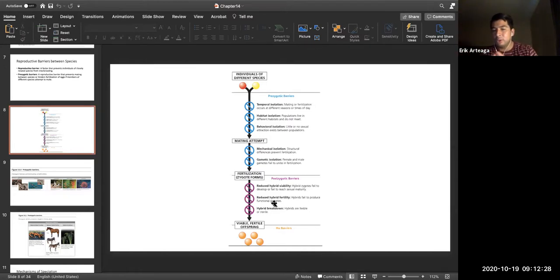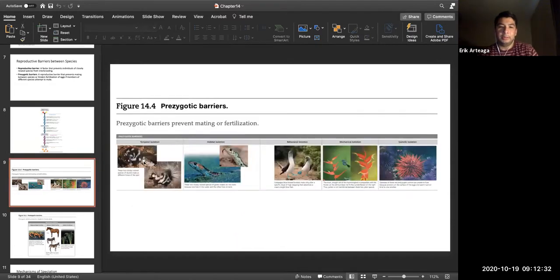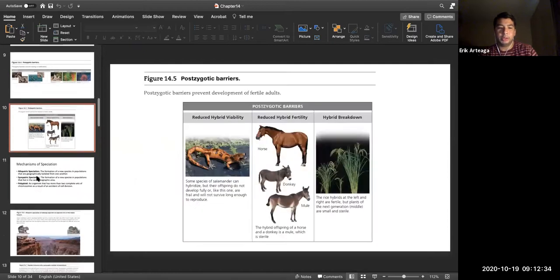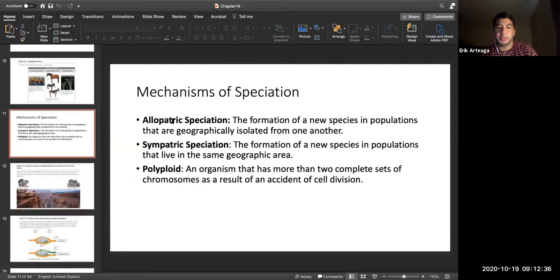So therefore you will have mismatched and inappropriate fusion. Okay. These are some pre-zygotic barriers, post-zygotic barriers. Mechanisms of speciation: we have allopatric speciation, the formation of new species in populations that are geographically isolated. Think of the squirrels and the Grand Canyon. Sympatric speciation, the formation of new species in populations that live in the same geographic area.